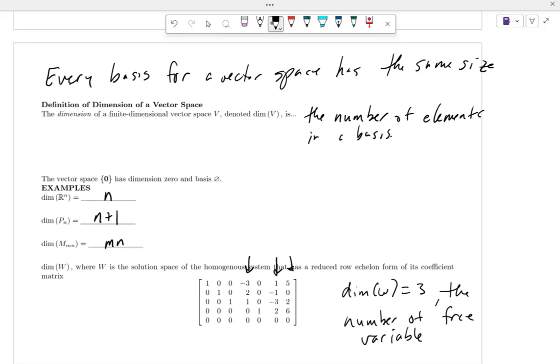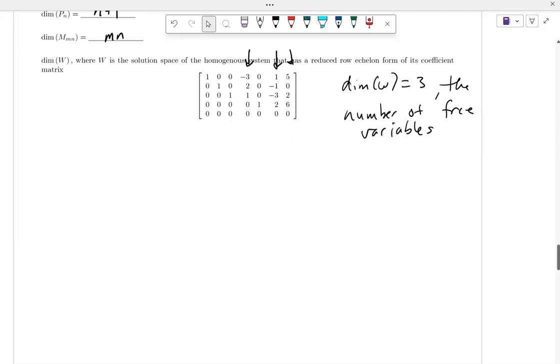All right. We'll talk about that one again on Wednesday. Then we'll finish this section up.